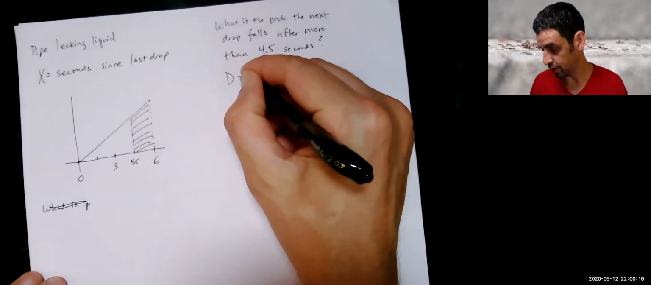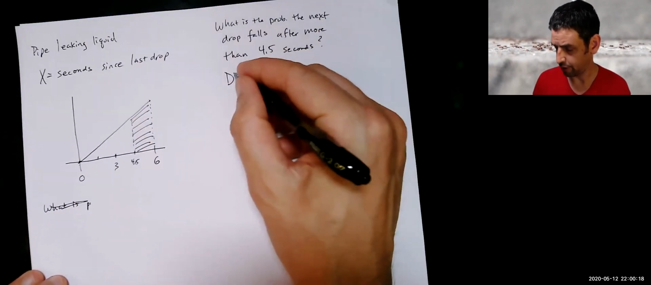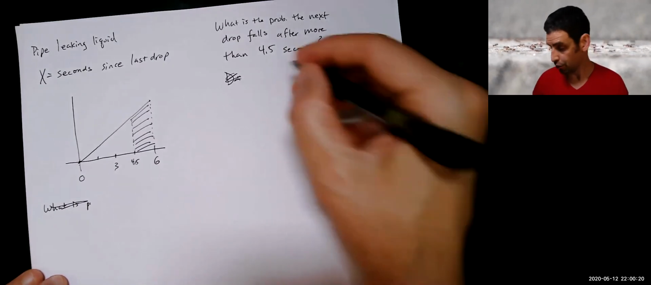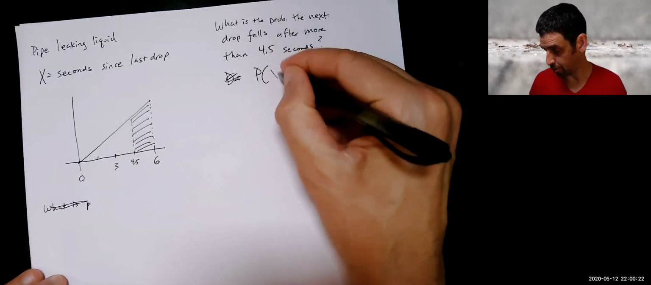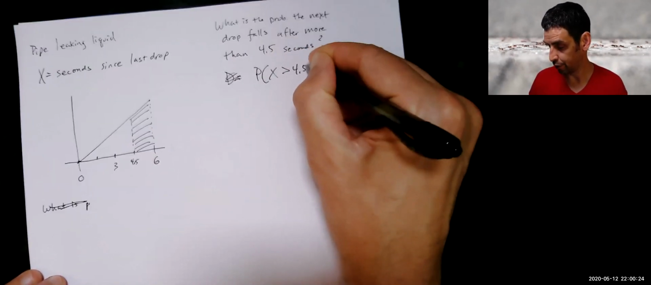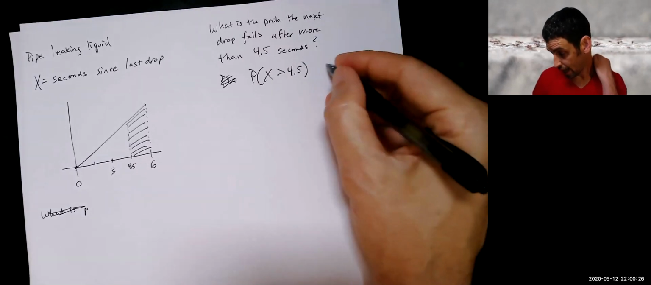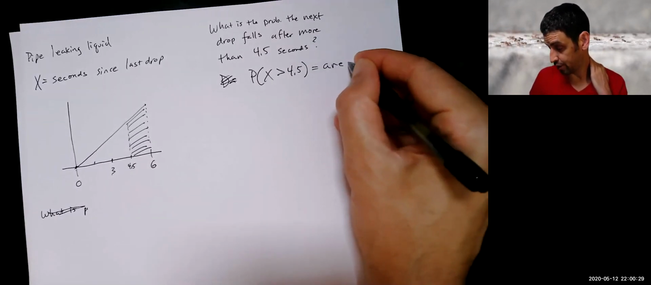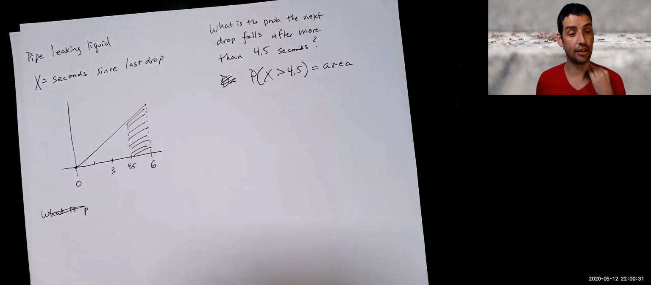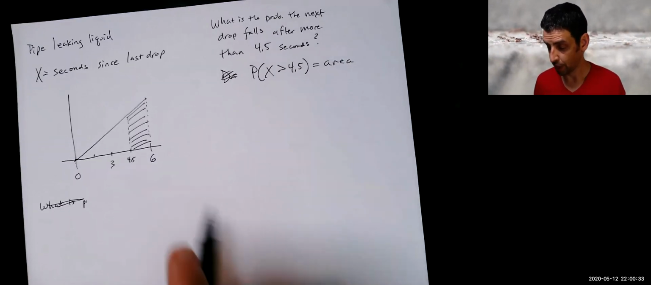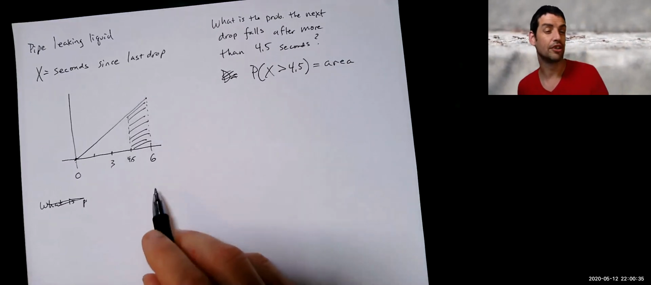Let's name the variable d. Oh, sorry, I already did. I named it x, so we'll stick with that. So our question can look like this. What is the probability that x is greater than 4.5 seconds, right? And what we've already said is it's going to be the area, the shaded area, which is a trapezoid. So let's figure out the area of that trapezoid.